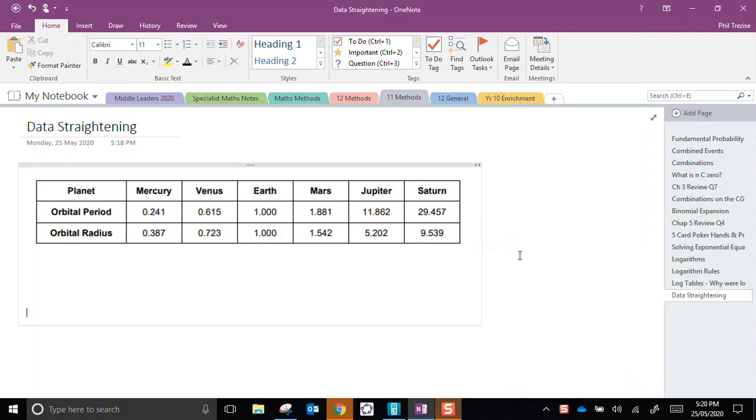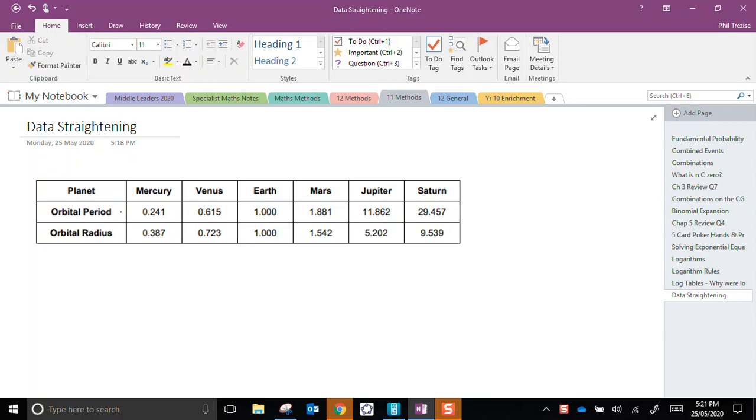Hi everyone, this lesson is going to be about the technique we call data straightening. As an example, let's take a look at this information here. This represents the planets of the solar system, at least the ones that were known about 400 years ago when Johannes Kepler was studying these things.